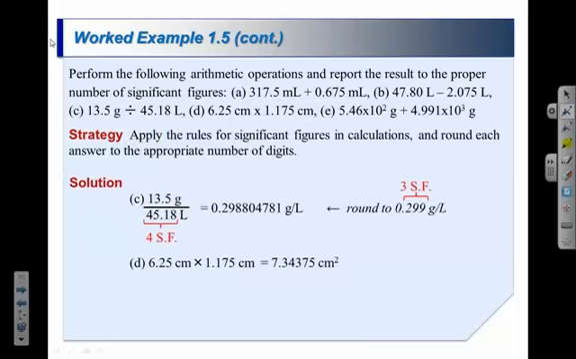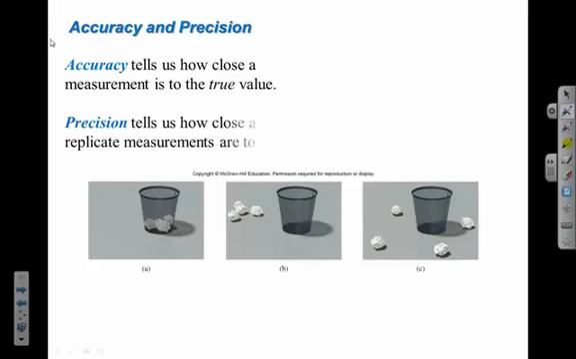They're actually also worked out on here. All right, one last topic we need to get through before we talk about lab today, and that is the difference between accuracy and precision and what those two terms mean.